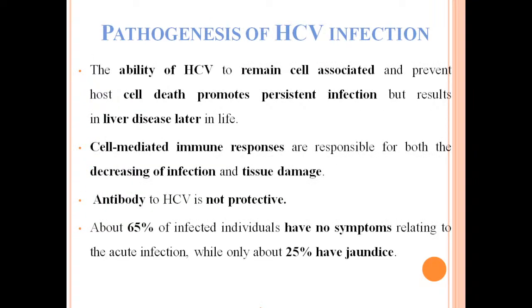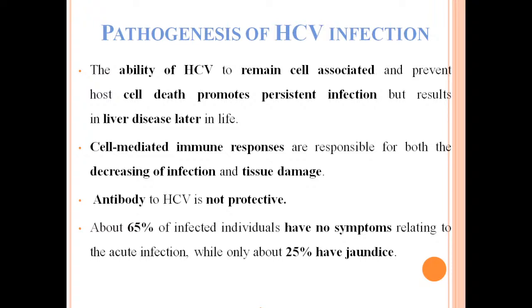What about pathogenesis of hepatitis C? The ability of hepatitis C virus to remain cell-associated and prevent host cell death promotes persistent infection, but results in liver disease later in life. Cell-mediated immune responses are responsible for both the decrease of infection and tissue damage. Antibodies to hepatitis C virus are not protective.